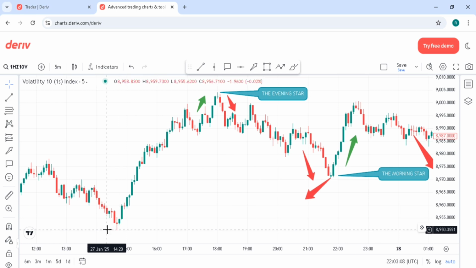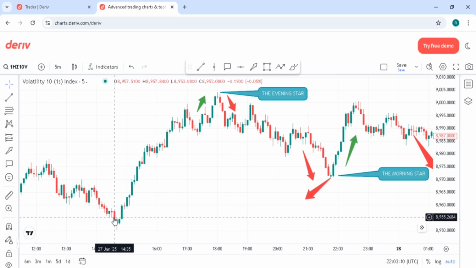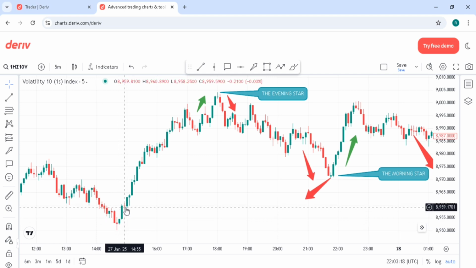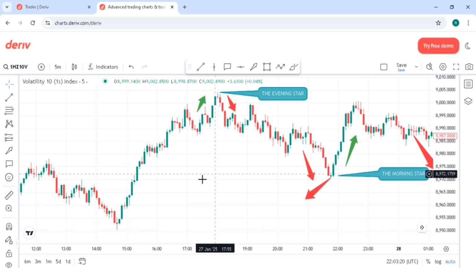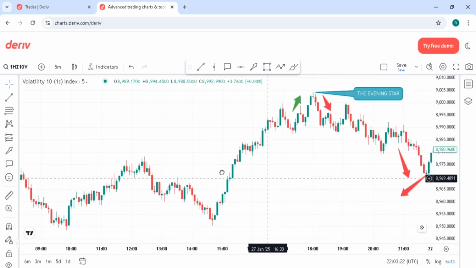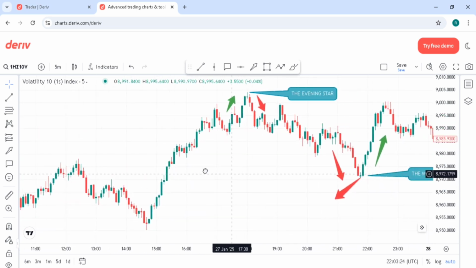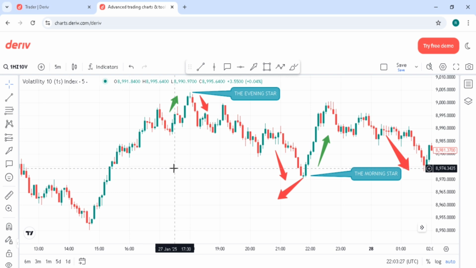Of course, it would give us a profit. Even this one is a morning star, a red, followed by a small candlestick, then a green. So we would enter our trend here and exit somewhere here. We would still make a profit. So this is the morning and the evening star. Now these patterns are very, very common, very frequent.